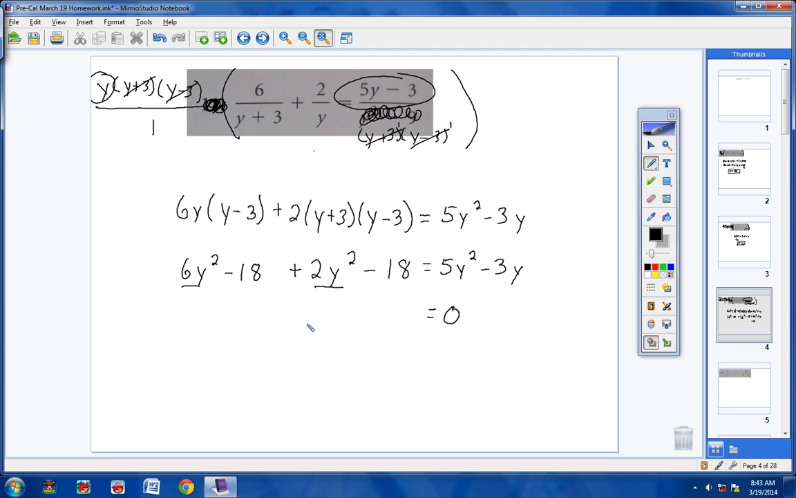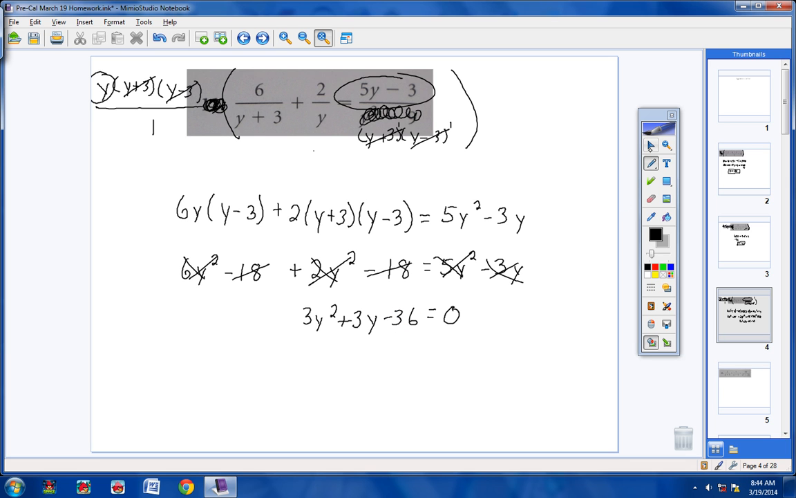That's 8y squared. But I'm bringing this 5y squared over and making it negative, and that's going to leave me with a positive 3y squared. I'm going to cross this off, cross this off, cross this off. Now my y terms, well, if you'll bring your 3y over, it'll become a positive 3y. And then you have a negative 18 and a negative 18. They're both on the left side of the equal sign. If you combine those, you'll get a negative 36.